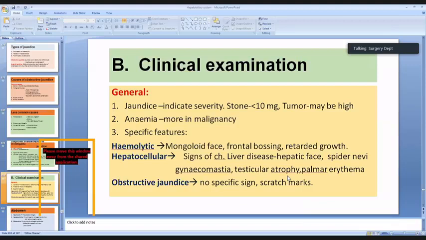And there are specific features. In hemolytic jaundice, you know, all the features of hemolytic anemia: mongoloid faces, frontal bossing, retardation of growth, testicular development will be low, and breast development will be less. So all these features in short indicate hemophilia.